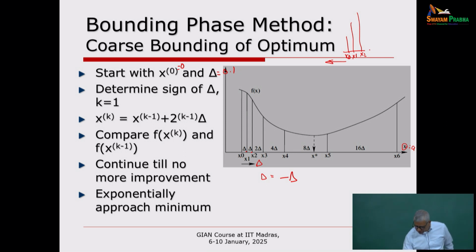What if there are two more situations? What if I have something like this? So this is again x0, x1, x2. What shall I do? Which way shall I go?